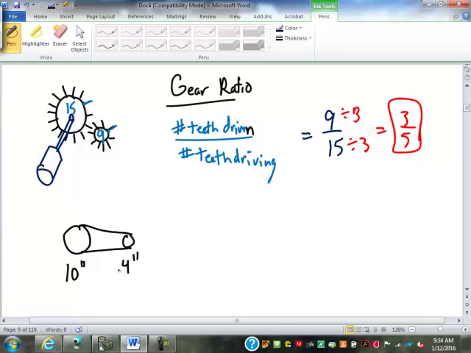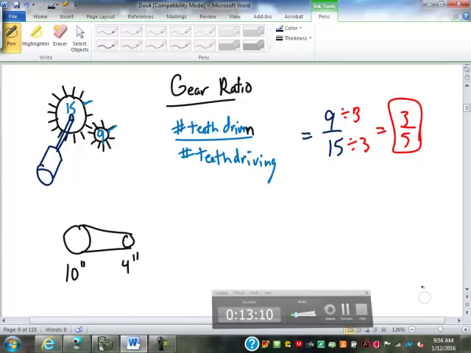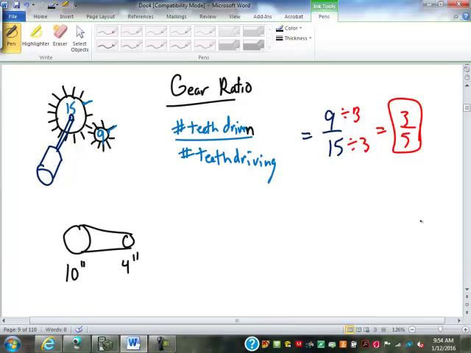If you're looking at pulleys, there are no teeth. The pulleys have no teeth, so we just measure their diameter. We compare the diameters. On a gear, the number of teeth is really just a way of making the circumference, because the teeth have to be spaced exactly the same. So the number of teeth will tell you the size of the gear.